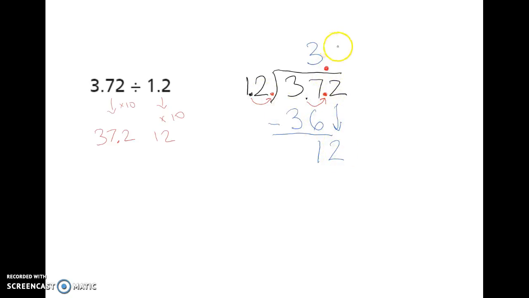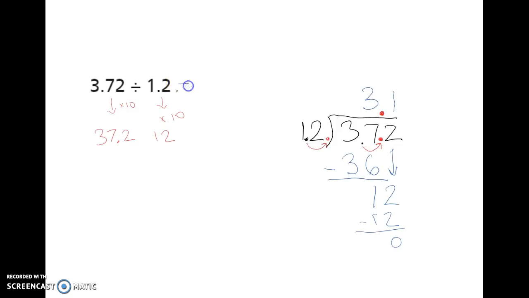12 goes into 12 one time, beautiful. That is a clean end to this problem. I've got nothing left. I'm not going to write remainder 0 here because we're going to learn that when we have a decimal, we can't put both a decimal point and a remainder in a number. If there is a remainder, you'll learn next time what we have to do with that. So our answer to this problem is 3 and 1/10, 3.1.